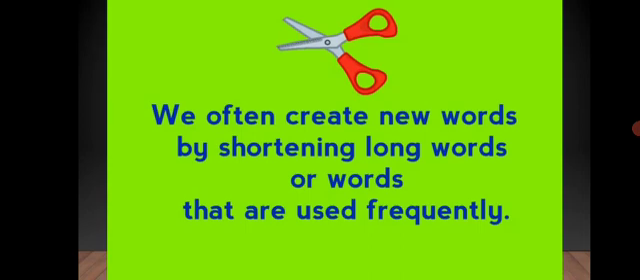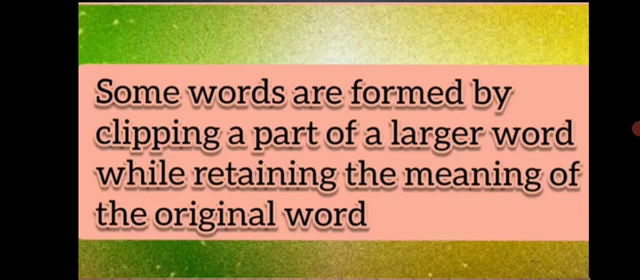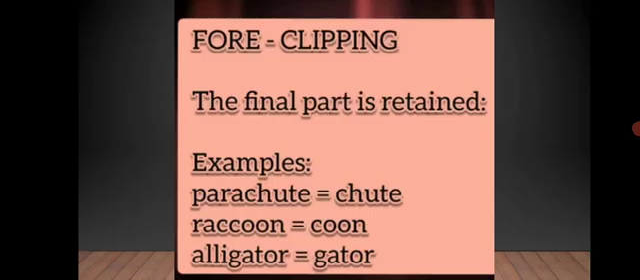We often create new words by shortening long words or words that are used frequently. Some words are formed by clipping a part of a larger word while retaining the meaning of the original word. Children, while we are clipping the words, we have to retain the meaning of the original word. Okay? So there are three types of clipping.